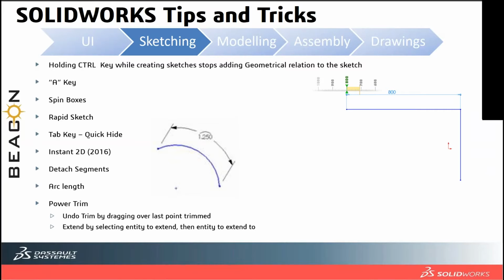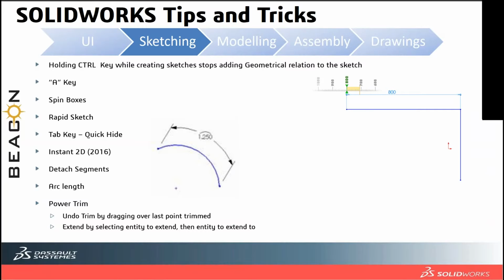Similar to instant 3D, we have in sketching from 2016 something called instant 2D, where you can just select the dimension and drag it in either direction to change the dimension. And the next and the most important command that we saw was detach segments, wherein you can change the dimensions or change the position of the sketch without breaking any of the references. And the next thing is arc length.